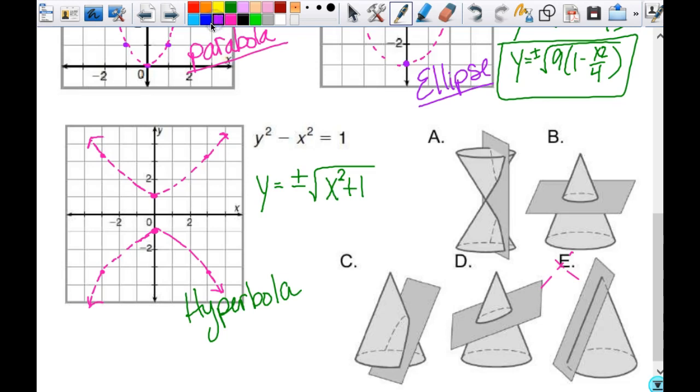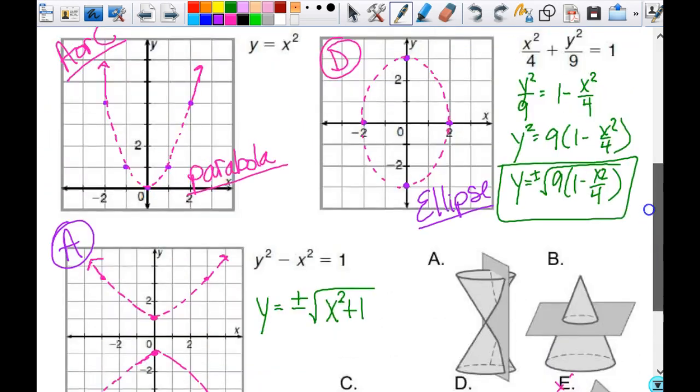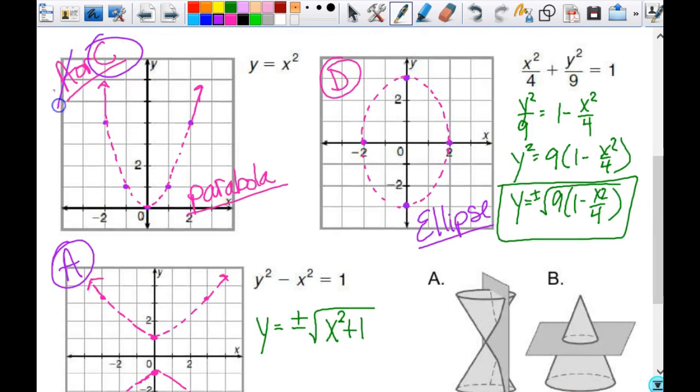Oh, there you go. And so this one is A, which means we can change the parabola to C, and then we're done. Have a great day. Please put your calculators up.